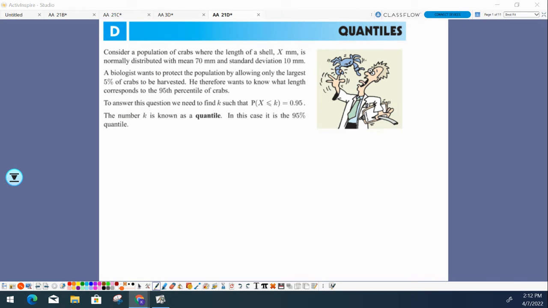21D is all about quantiles. So the quantiles are the values at the bottom of your normal curve. So think about, we always have our mean here. The numbers you write here, these are your quantile numbers.